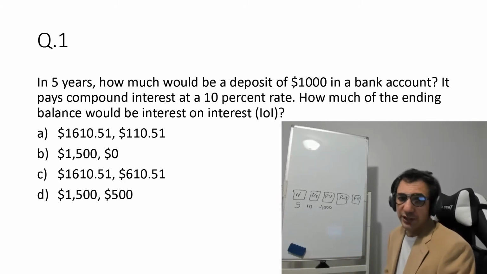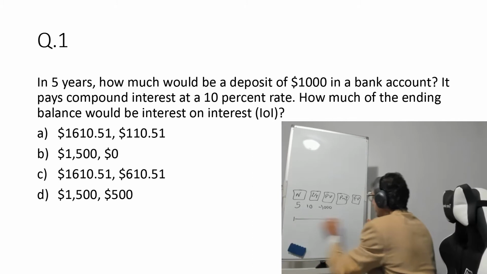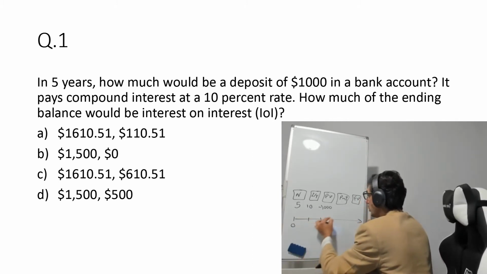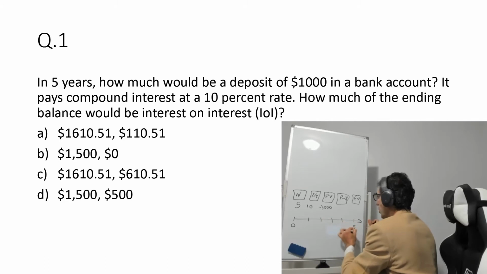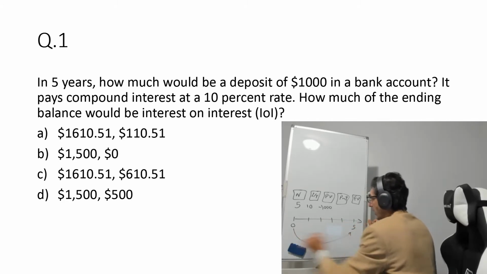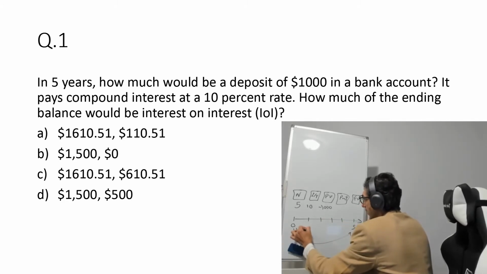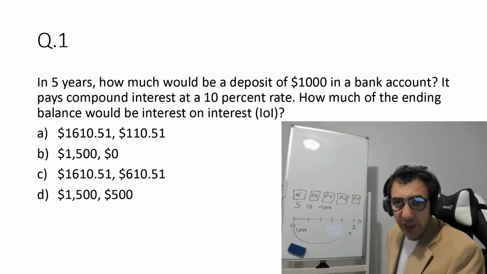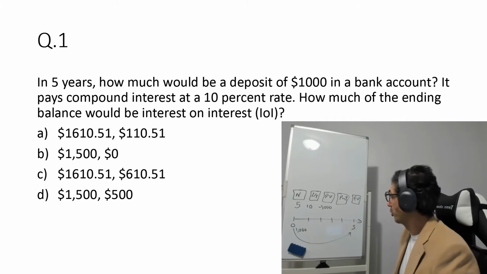We have 2 parts here. First part is asking for how much you will have at the end of year 5. Again, it's much better to have a timeline here. It's year 0, 1, 2, 3, 4, 5. So you want to know when you are investing that $1,000, 5 years from now, how much money you will have. That's pretty much the question.